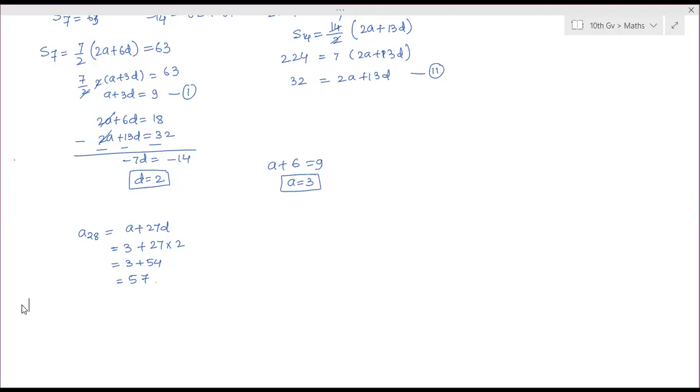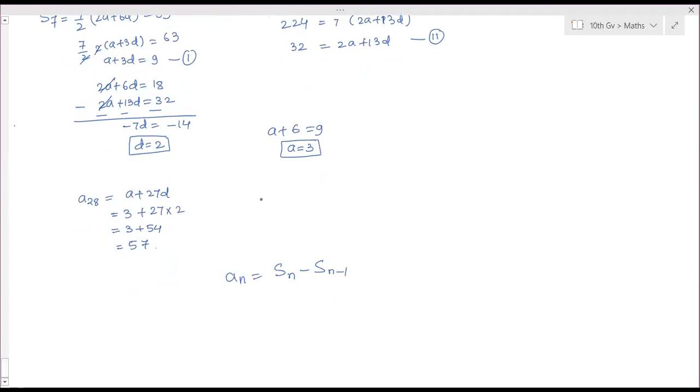Sn minus 1. You have calculated all of this, no? So how to calculate an is equal to Sn minus 1. Oh, ma'am, I did a long method. I forgot about this. I'll do it with this now.